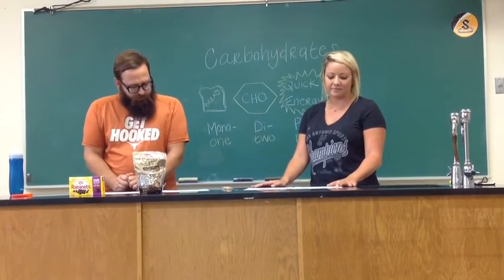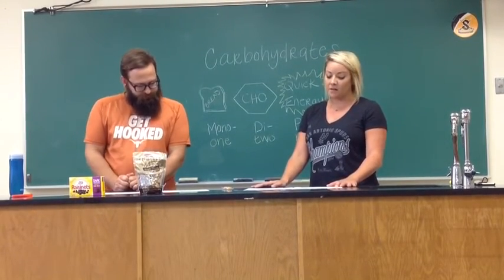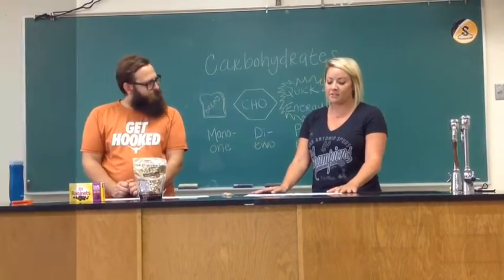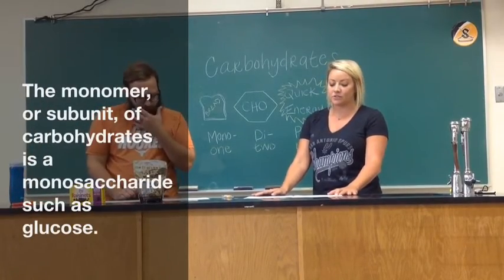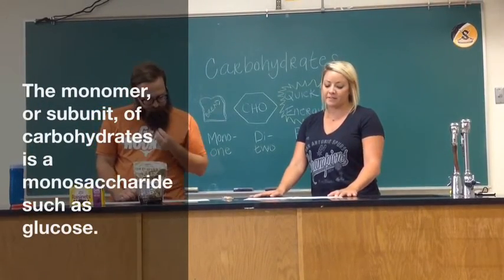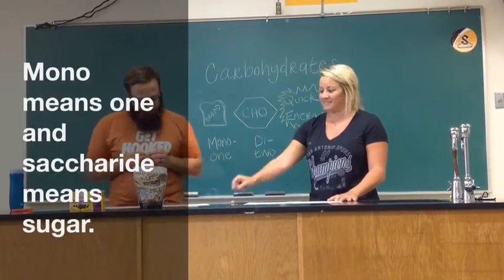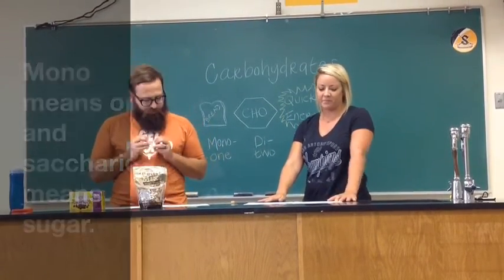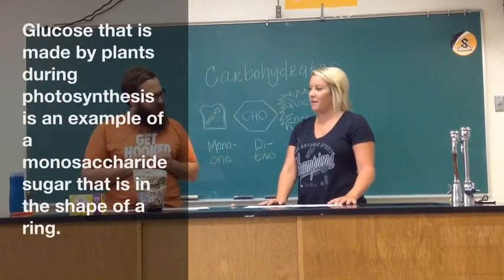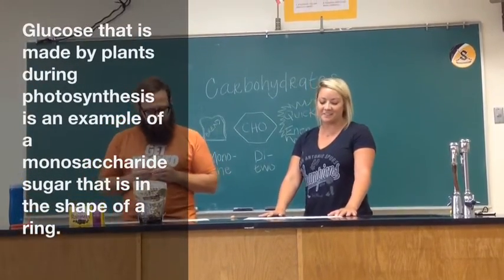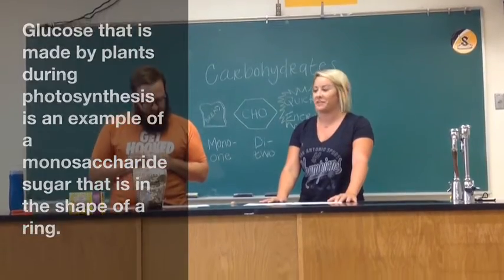So, what is the monomer of carbohydrates? The monomer or subunit of carbohydrates is a monosaccharide, such as glucose. Mono means one, and saccharide means sugar, just like this candy. Okay. So, isn't glucose what's made by plants during photosynthesis? Yeah, you've got it. Glucose is a sugar that is the shape of a ring.